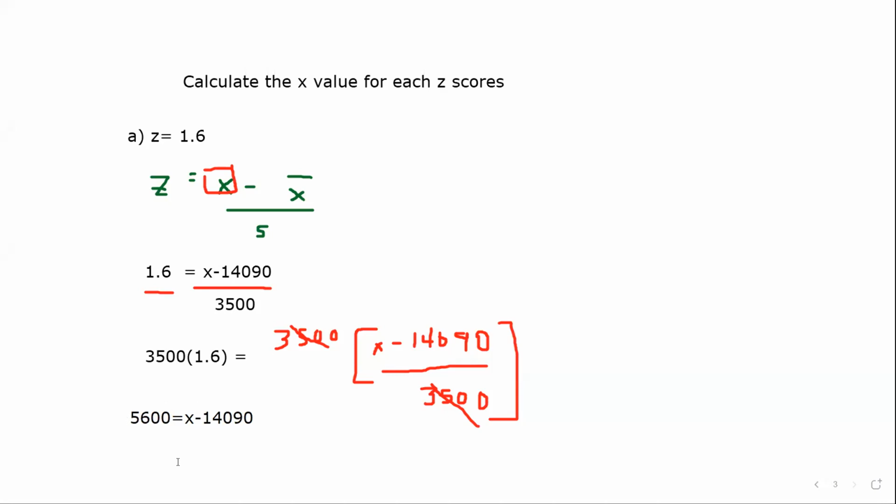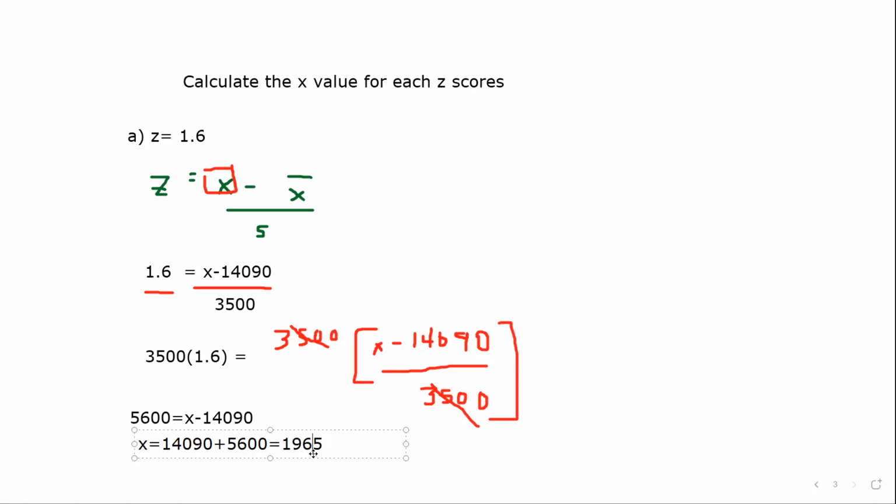You add 14,090 to the other side, on both sides. Yes, very good. So we add 14,090 to both sides. And if I do that, x is equal to 14,090, sorry, 14,090 plus 5,600, right? And what does that give us? 19,690. And let's just check.